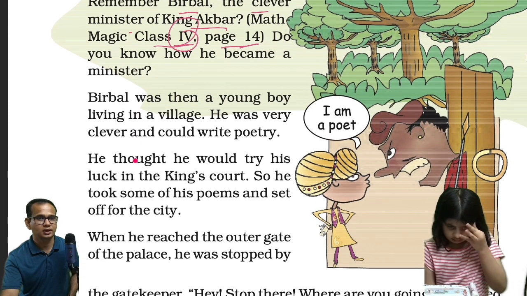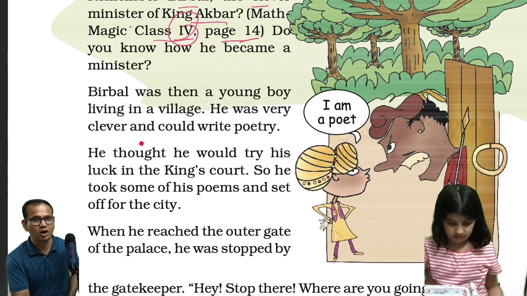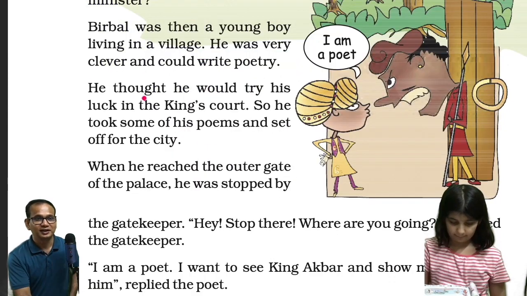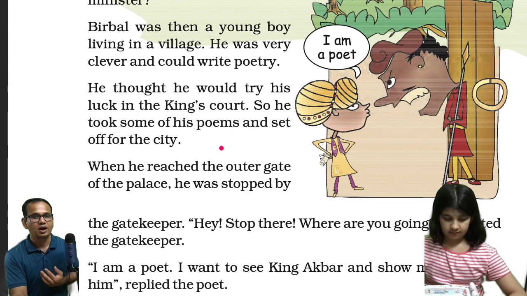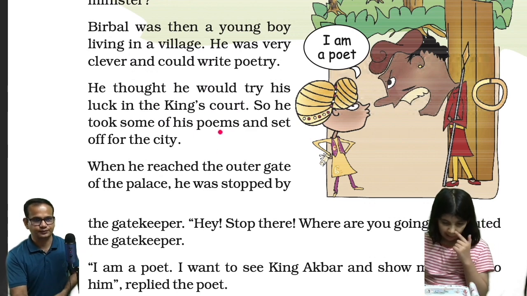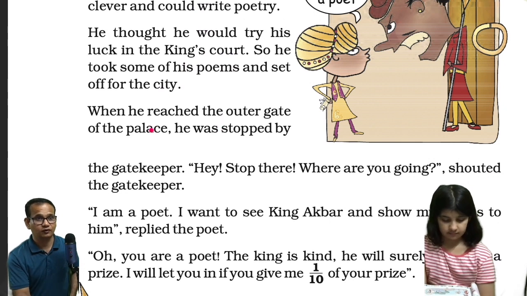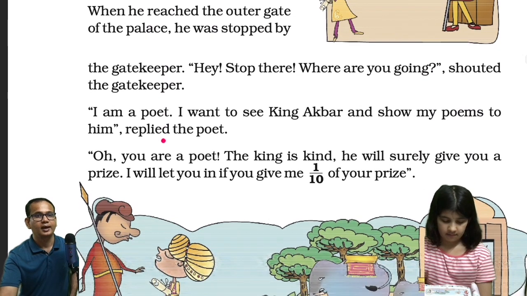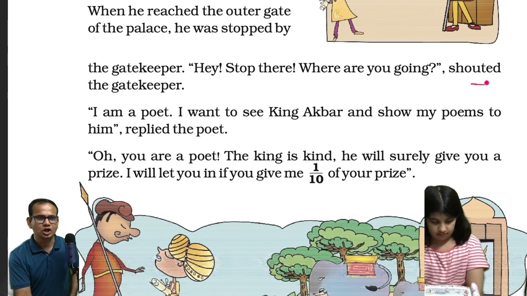Birbal was then a young boy living in a village. He was very clever and could write poetry like Avisha. He thought he would try his luck in the king's court. So he took some of his poems and set off for the city. When he reached the outer gate of the palace, he was stopped by the gatekeeper. "Hey, stop there! Where are you going?" shouted the gatekeeper.